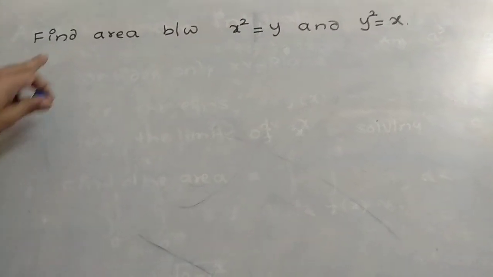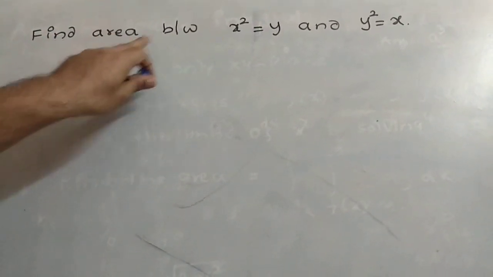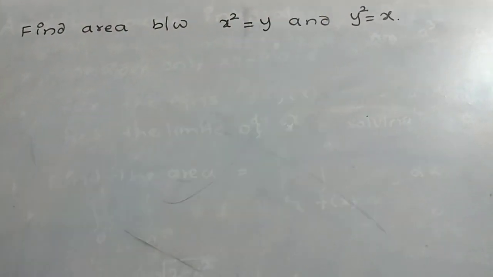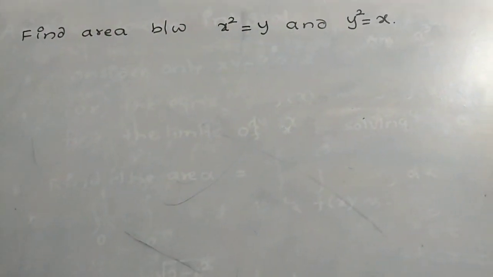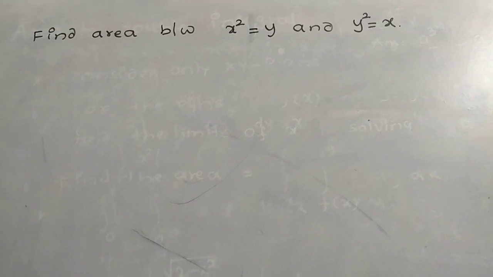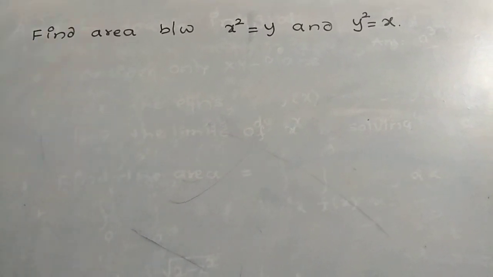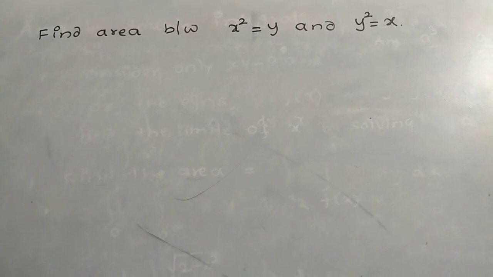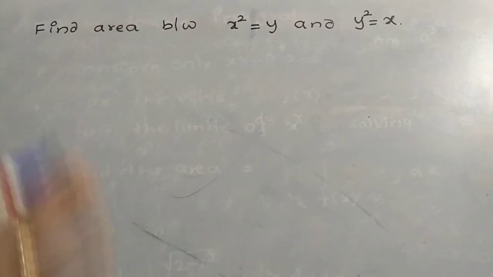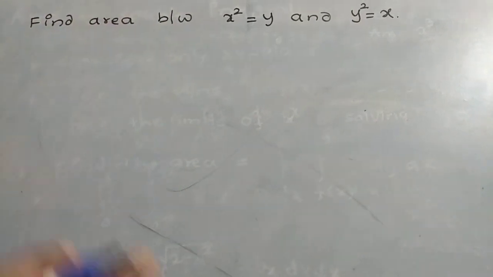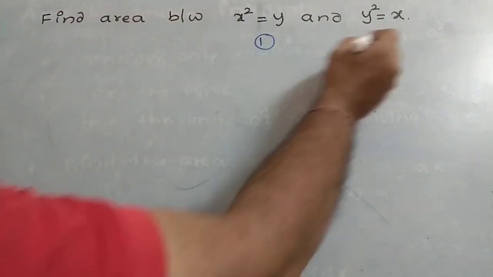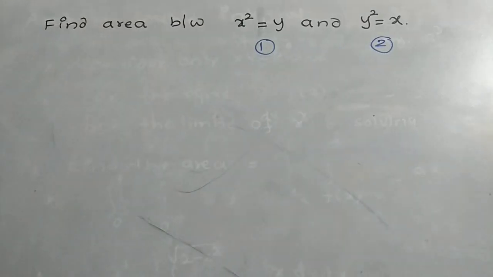Now let us have a problem. Find the area between x square equal to y and y square equal to x. So only the two equations are given and we need to calculate area between those two equations by applying double integral. The first thing is you solve the given equations in order to get x values. I am supposing this is the first equation and here it is the second equation.